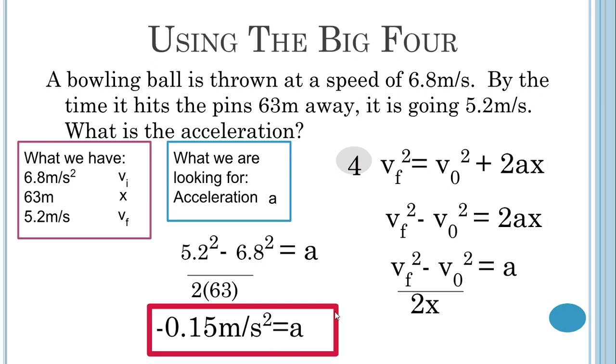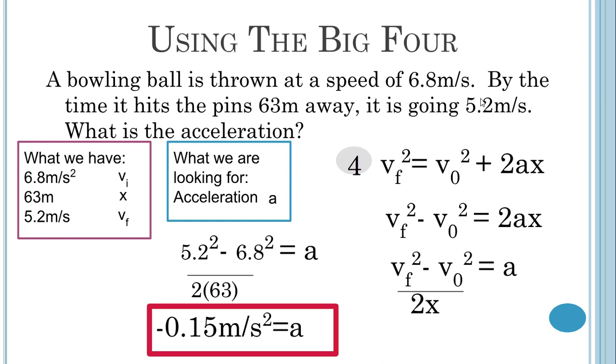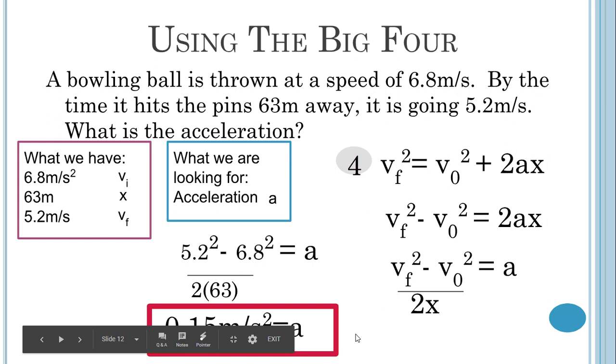Now, if you're not sure if it's negative or not, if that makes sense, we need to look at what we were given. An initial velocity of 6.8 meters per second, and then when it hits the pins, then it's going 5.2 meters per second. So it did slow down, so a negative acceleration does make sense.